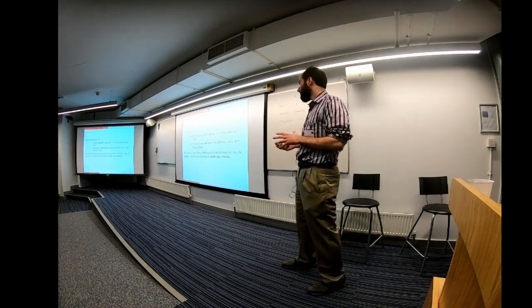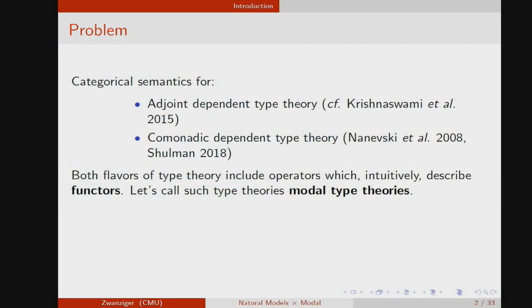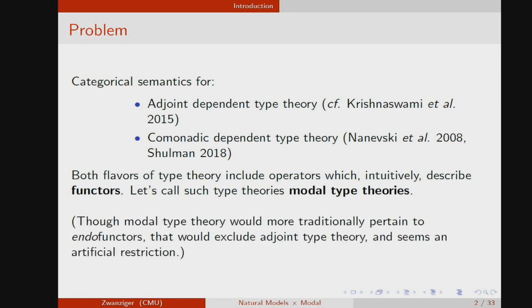Just a quick note on terminology. One thing that I want to highlight that's in common with those two kinds of type theory is that you have these operators which you think of as functors. And so for any type theory where you have operators which are interpreted as functors, I'm going to refer to that as a modal type theory. Normally, people would think of a modal type theory as being a type theory where you have some endofunctor on the model, but I think there's no real reason to restrict to that level, and talking about functors rather than endofunctors is a natural thing to do.